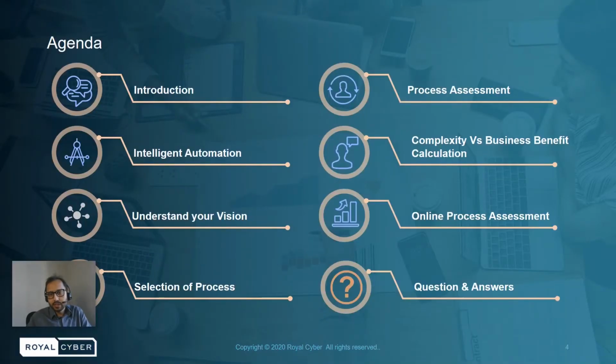This is how today's agenda looks. We'll talk about intelligent automation and its journey in enterprises, understanding the impact of the vision of the organization on the selection of processes. We'll talk about understanding process assessment and the factors on which the complexity of automation and business benefits depend. We'll see how both these can be compared. In the end, we'll see an online tool that is very helpful in doing process assessment for you free of cost. And questions will be taken in the end also.